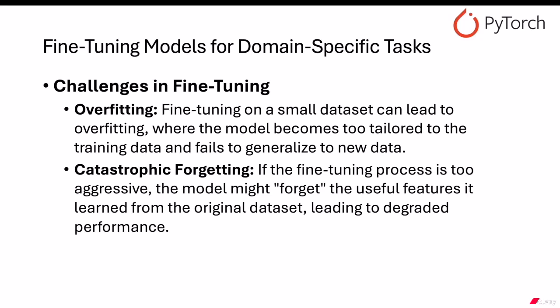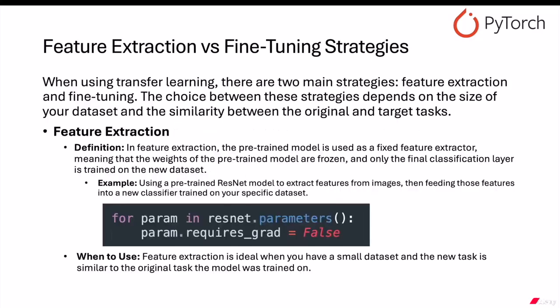Catastrophic forgetting. If the fine-tuning process is too aggressive, the model might forget the useful features it learned from the original dataset, leading to degraded performance. Feature extraction versus fine-tuning strategies. When using transfer learning, there are two main strategies: feature extraction and fine-tuning.